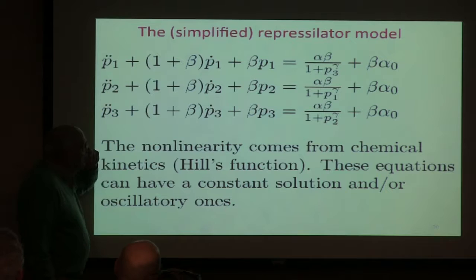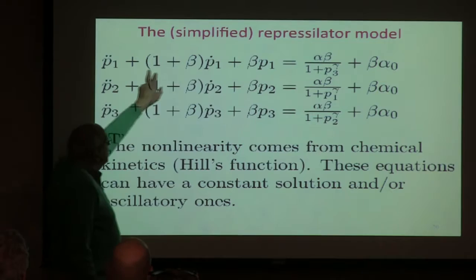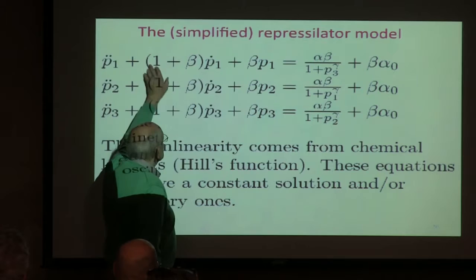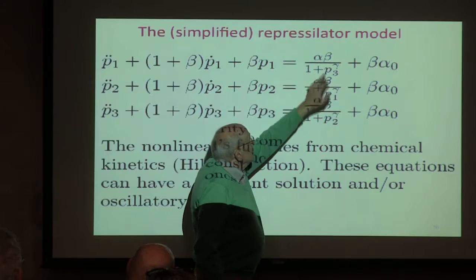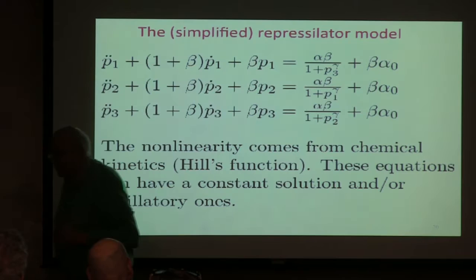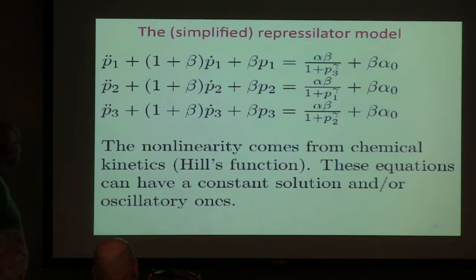So this first part here is just the dynamics between what I called alpha zero before and the protein production. So this is protein one production. And over here is a nonlinearity. But the key thing is that here's one and here's three. So we have three of these systems connected in a loop. One drives two, and then that drives three and back to one.